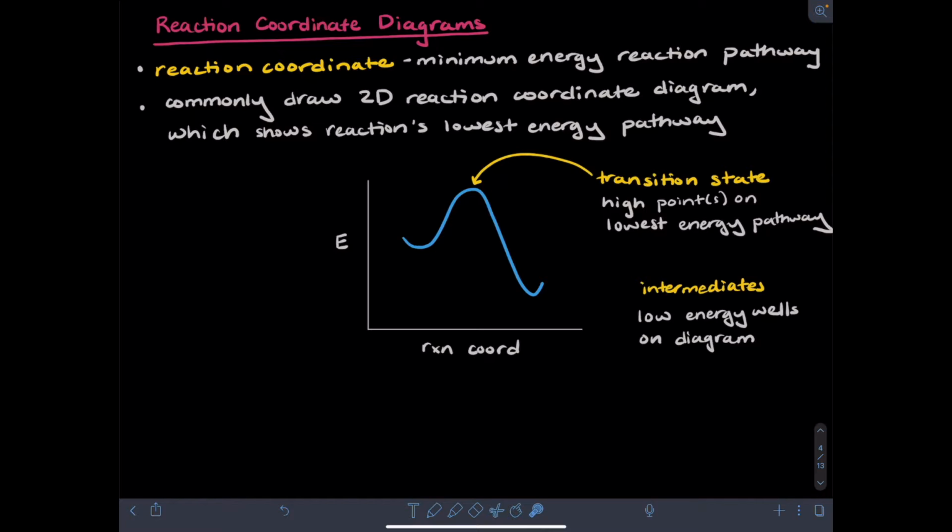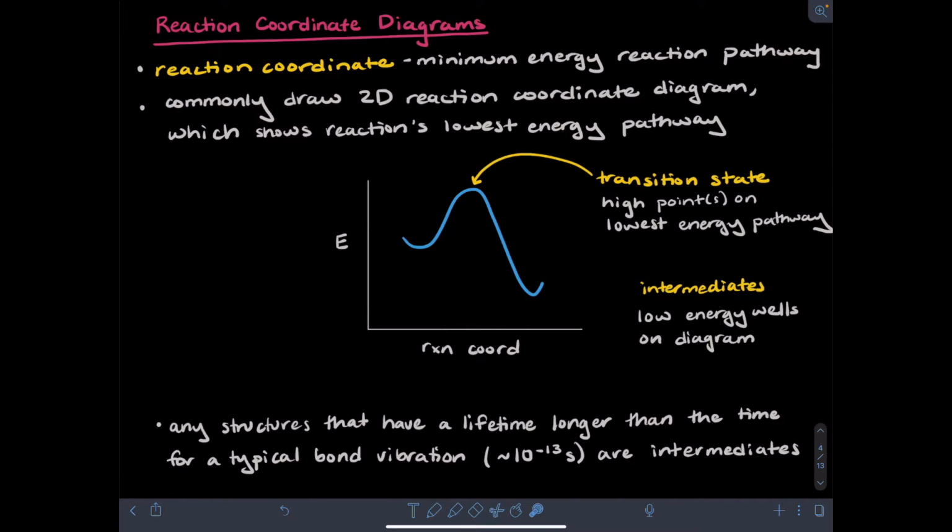In your reaction coordinate diagram, the intermediates are going to be low energy wells along the diagram. In this case, we could call the starting material and the product either those names, or we could call them both intermediates. Typically, I'll just use the word intermediate to refer to low energy wells that are neither the starting material nor the product.